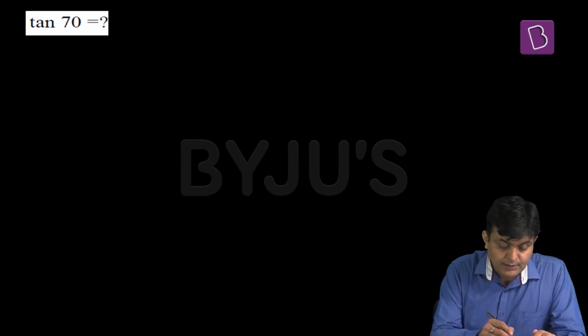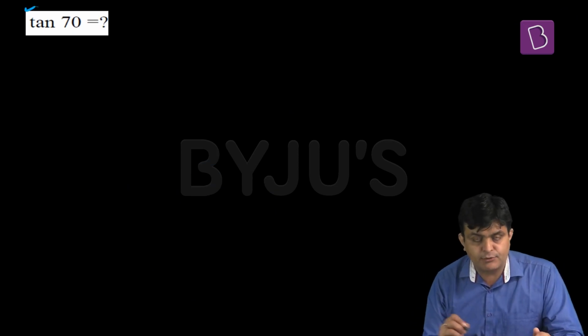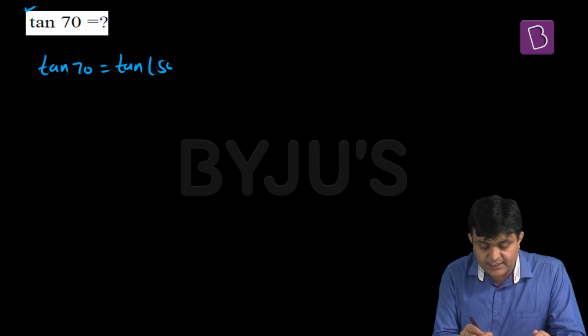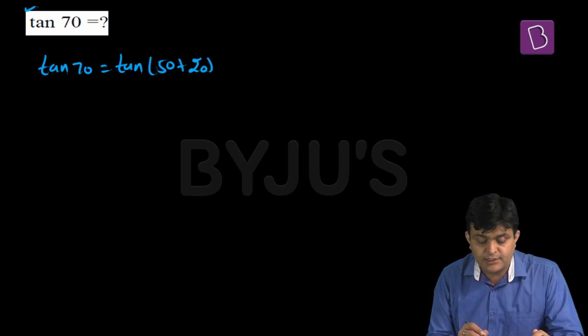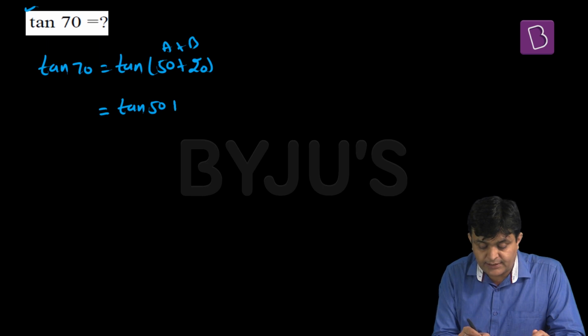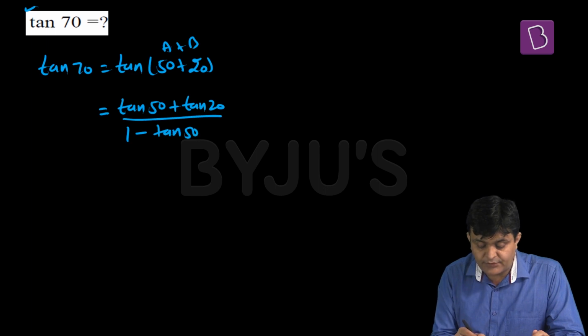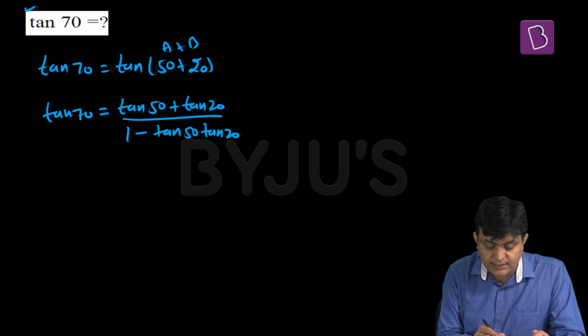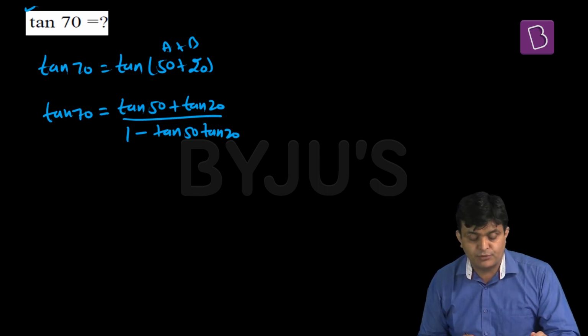Now see next, what is tan 70? tan 70 is equal to, can I write it as tan 70 is equal to tan(50 plus 20)? Okay. Now use the a plus b formula. It is (tan 50 plus tan 20) divided by (1 minus tan 50 tan 20) is equal to tan 70, right? A plus b formula used.